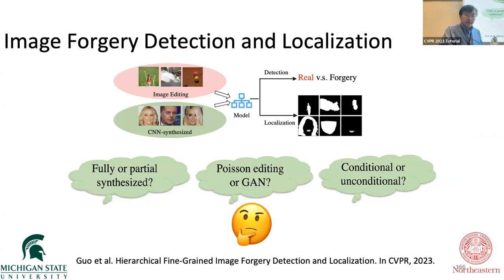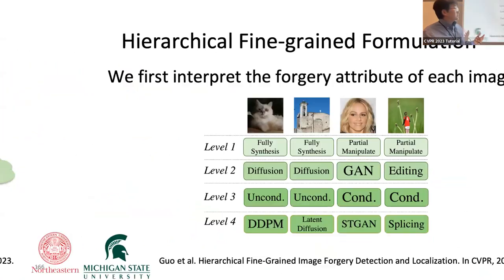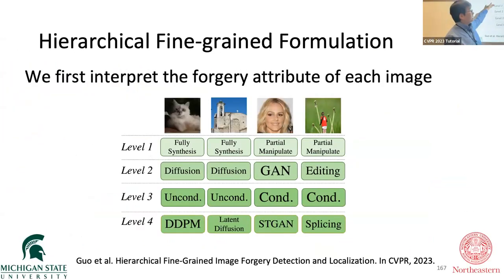Now, how do we do this? We ask, can we interpret the forgery attribute of every image in terms of different levels? For example, in level one, we say whether it's fully synthesized versus a partial manipulation, right? In level two, whether it's a diffusion model, GAN, or classic image editing. In level three, if it's a diffusion model, whether it's conditional or unconditional diffusion, okay? In level four, we talk about the particular GAN that was used to generate that image.